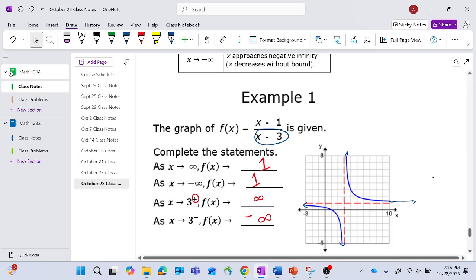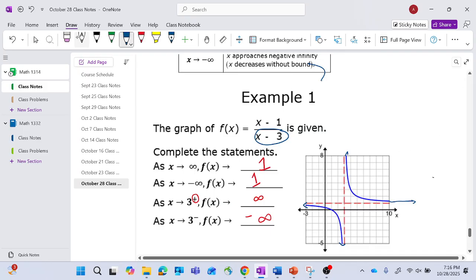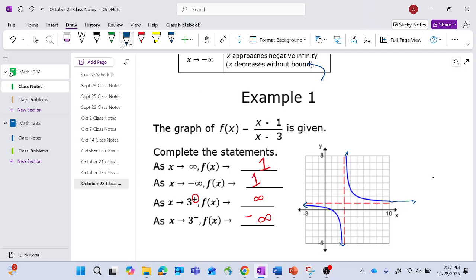So you see here we're dividing by x minus 3, right? The reason why we have a vertical asymptote at x equals 3 is because anything that makes you divide by 0 breaks the function and makes it weird. It gives it a vertical asymptote.